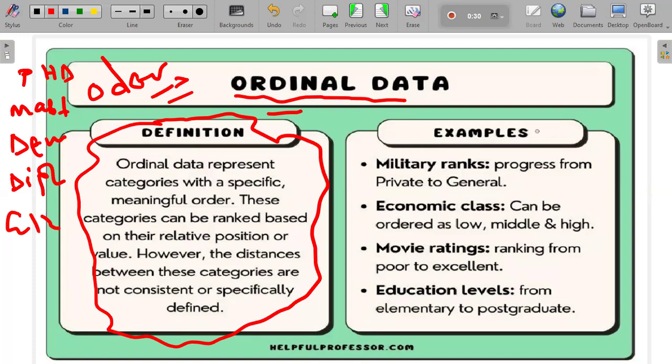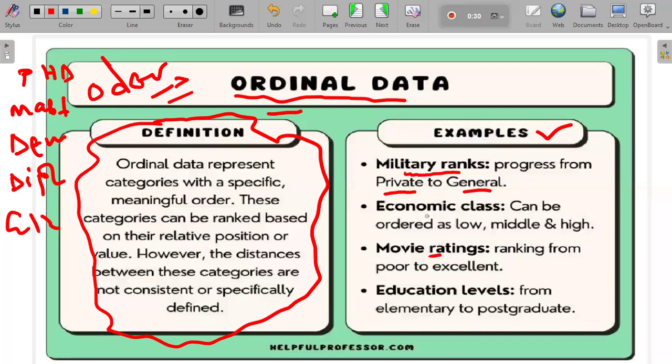So let me talk about some examples here. For example, if we go to the military, there are ranks there. There are those that have lower ranks and there are those who have higher ranks. So we can go from private to the general. Even movie ratings. We have those that have lower ratings, and we have those that have higher ratings. So all that is ordinal data. There's a specific order there.